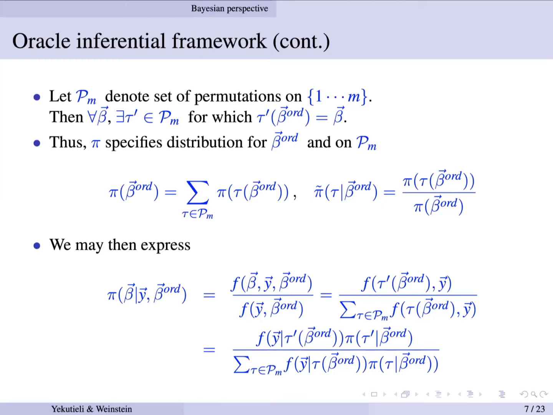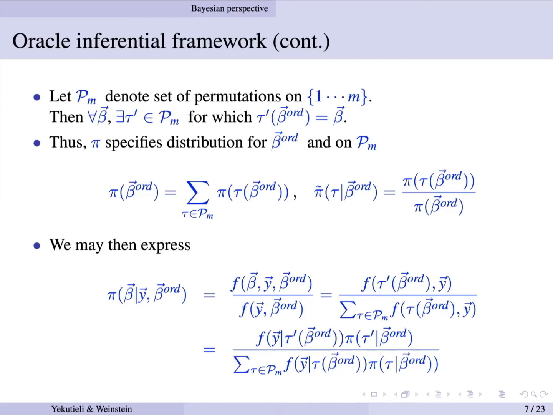For any fixed beta, there is this tau prime that I use throughout. This tau prime is this particular permutation of beta ord that gives me this fixed beta vector, okay?